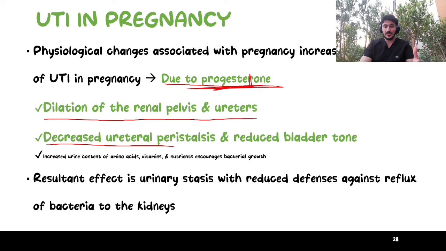It causes ureteral paralysis and reduces bladder tone, all of which cumulatively will lead to less movement of the urine, more stasis, and more likelihood of having a UTI. So higher progesterone in pregnancy will lead to dilation of the renal pelvis and ureter, decreased peristalsis in the ureter, and reduced bladder tone, increasing the risk of UTI. Remember that.